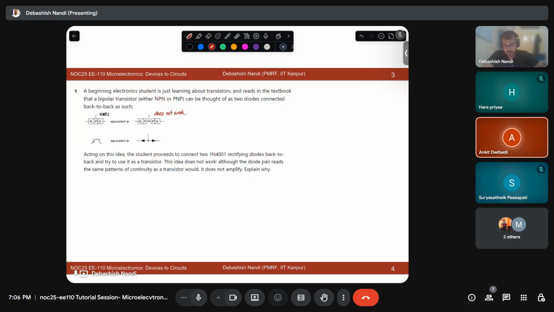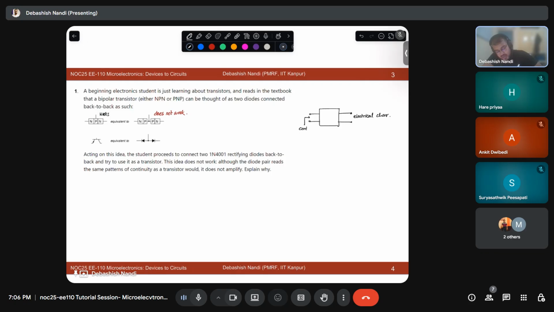There should be some transfer of resistance. That means you should be able to control, basically what transistor action implies, that you should be able to control the electrical characteristics of one terminal by means of another terminal.